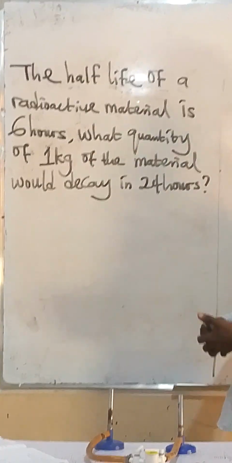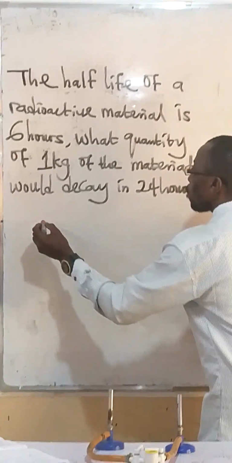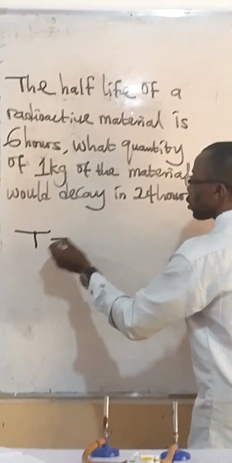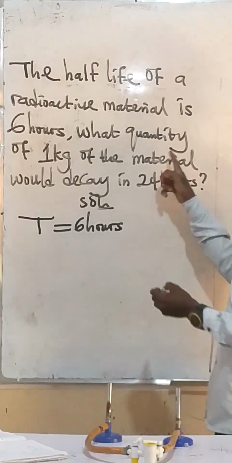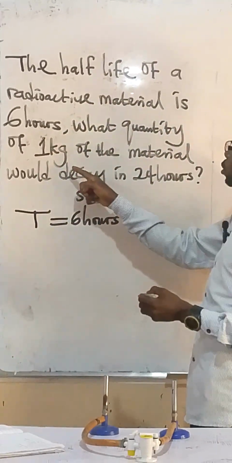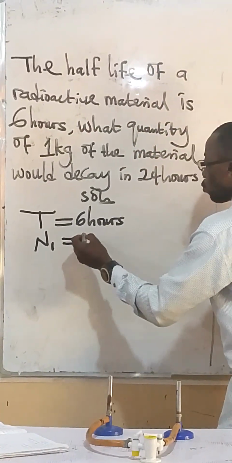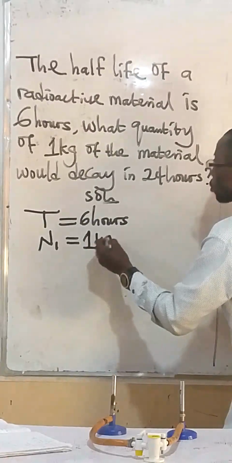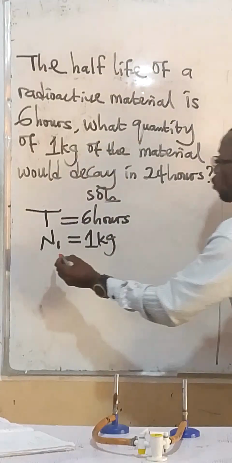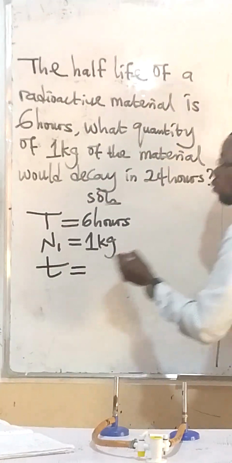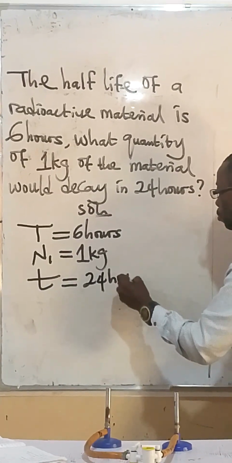The half-life of a radioactive material is 6 hours. Start with that. Half-life is capital letter T, 6 hours. What quantity of 1 kg, that is the initial mass present N1, is 1 kg, of the material would decay in 24 hours? 24 hours is the time taken for the radioactive material to decay, small t, 24 hours.